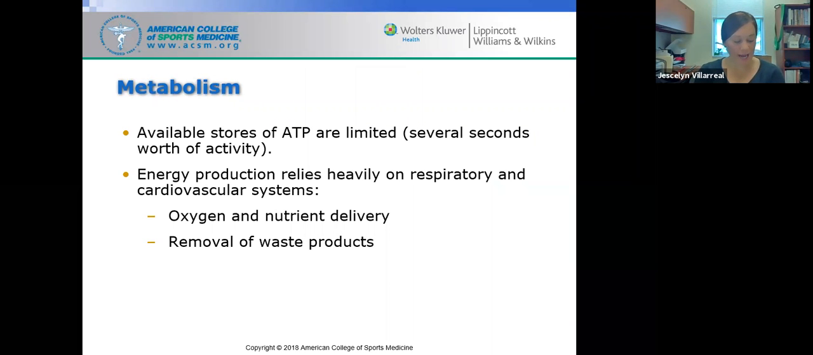So as we look at metabolism, the available stores of ATP are limited, like we discussed. Energy production relies heavily on respiratory and cardiovascular systems for oxygen and nutrient delivery and for the removal of waste products, okay? And this helps maintain the equilibrium of the cells.